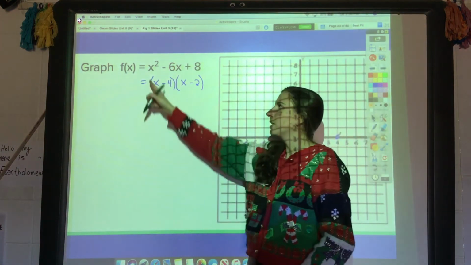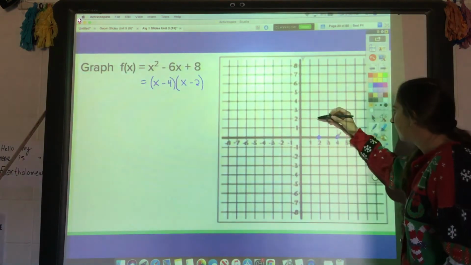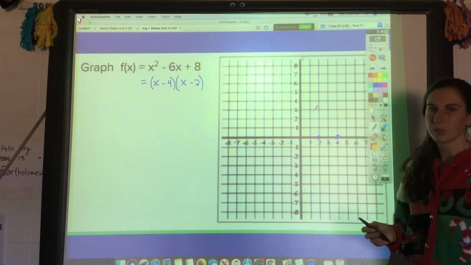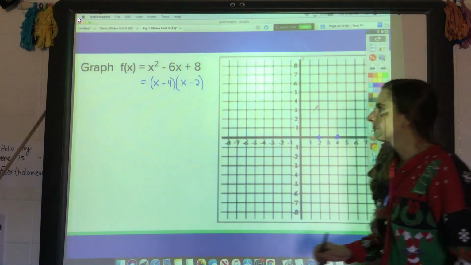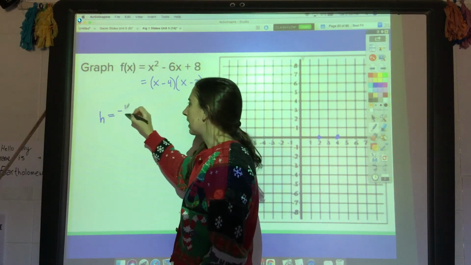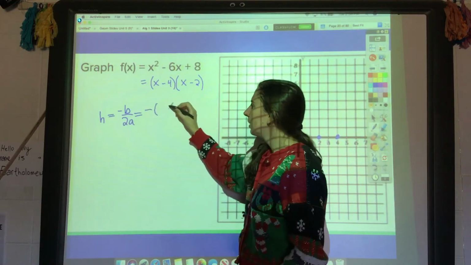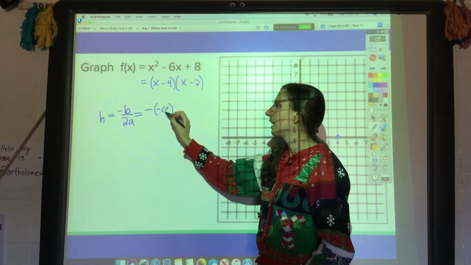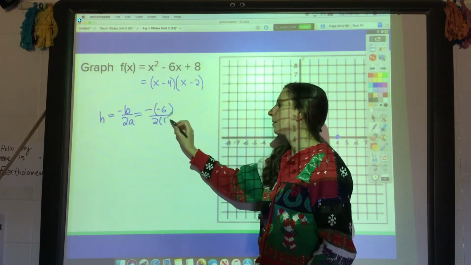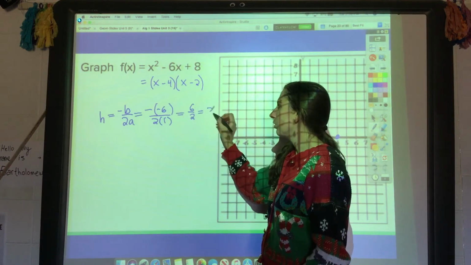This graph opens up because the a value, the leading coefficient, is positive. So my graph is smiley, so it opens up. On this one, I'm going to be a little more precise. Let's actually find the vertex. So the x-coordinate of the vertex is at -b/2a. So -b, so -6 over 2 times 1, which is a. So that's +6 over 2, which is 3.